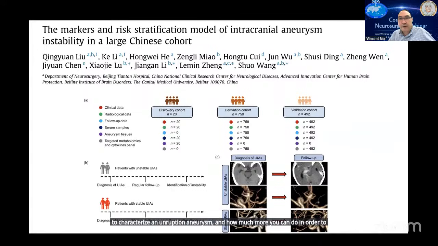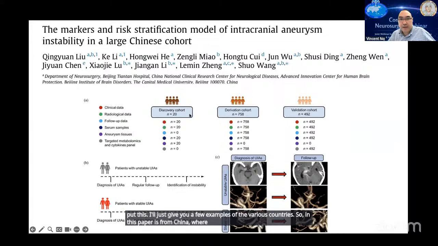I'll just give you a few examples from various countries. So this paper is from China, where with their cohort itself, they have a discovery cohort, a derivation cohort of their modeling, and then obviously go on with the validation itself. But the important thing in this group is the kind of data that you can put in from your modeling itself, including clinical data, radiological data, your follow-up clinical data, and various serum samples that you have, either from the CSF, genetic samples, and we'll cover a little bit of metabolics, right?